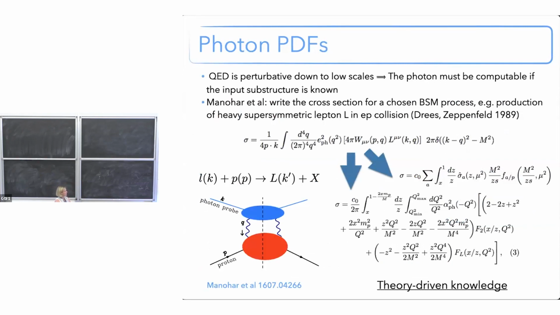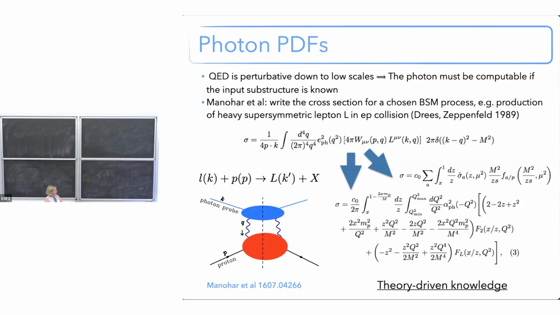So the idea is that they say, okay, let's write the cross-section for a chosen BSM process, the production of a heavy supersymmetric lepton in ep collision. And they wrote this in two ways: either with the form factors, so everything that you heard this morning is very relevant for this computation, or in the parton model.